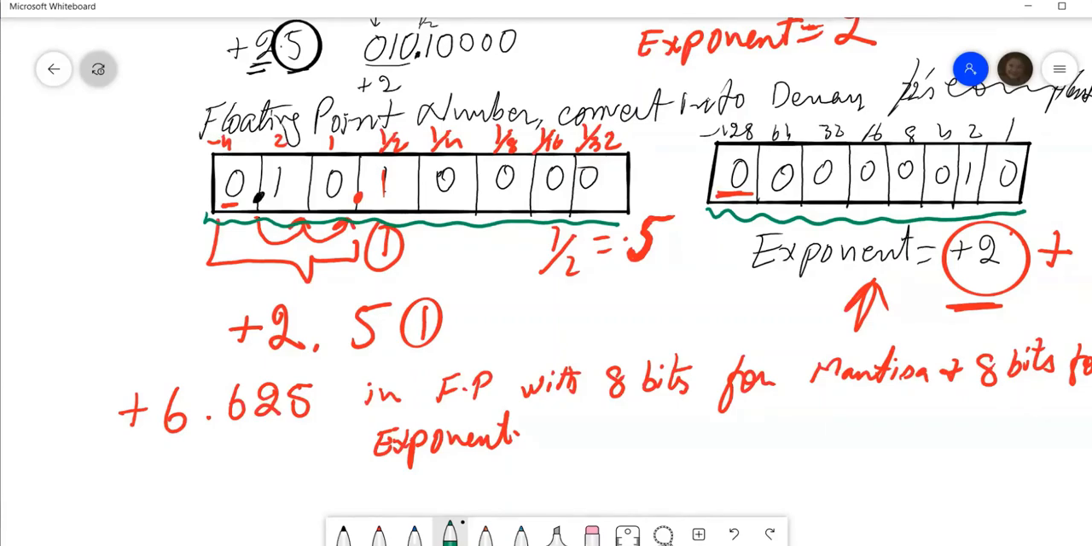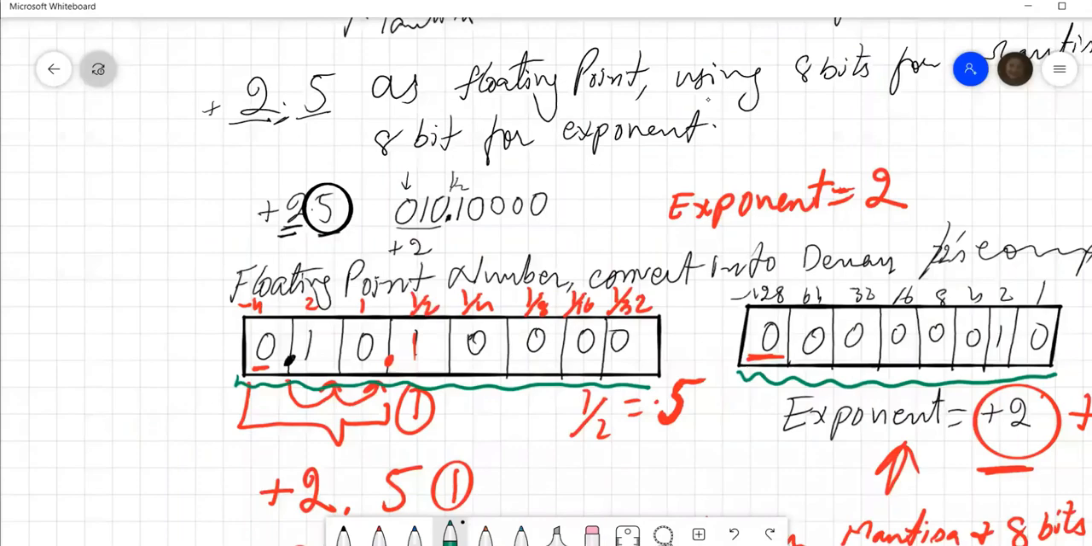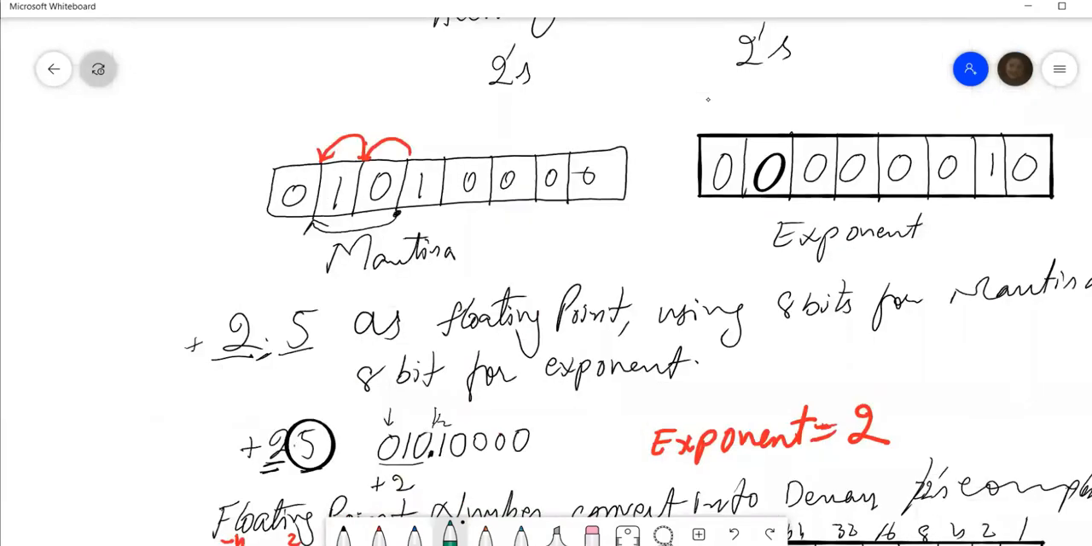So as I said in the scientific notation, when we write something like 2.1 into 10 raised to power something, this is the part which is telling how much the decimal will float in the mantissa. So you can understand this is mantissa and this is exponent.